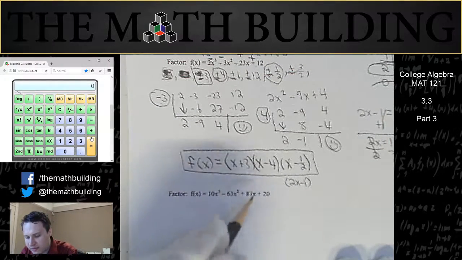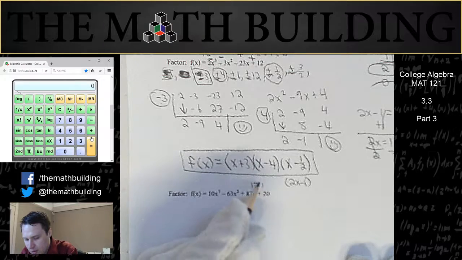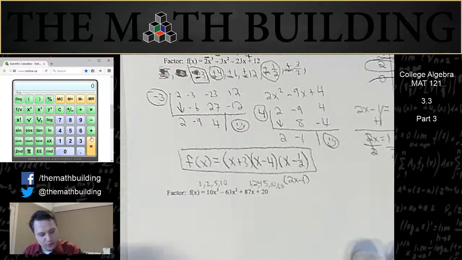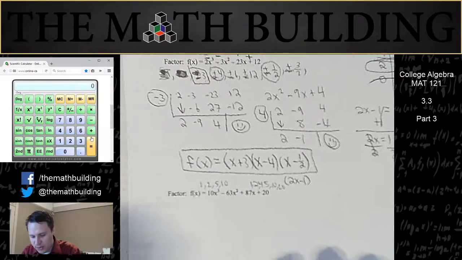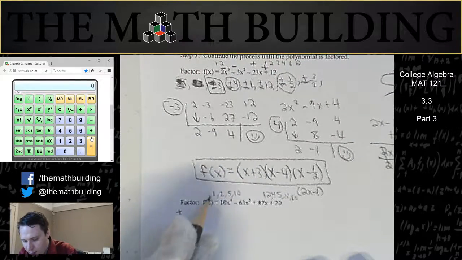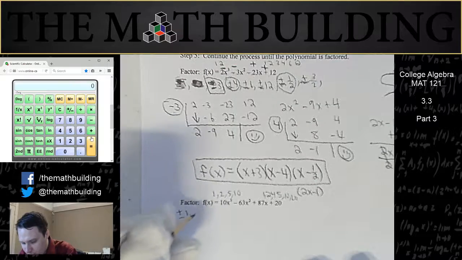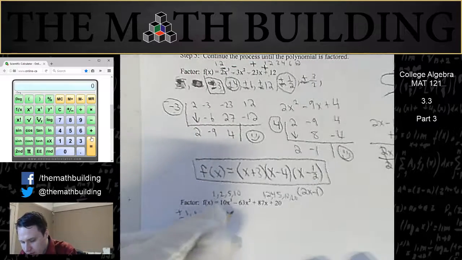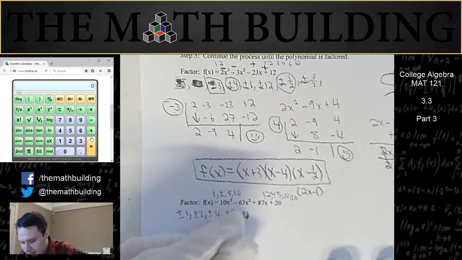Our potential answers are all of the factors of 20, which are 1, 2, 4, 5, 10, 20, divided by 1, 2, 5, or 10. So we are going to get a lot of potential answers here. So here we go. Let's divide all of these by 1. So our potential answers are 1, 2, 4, 5, 10, and 20.